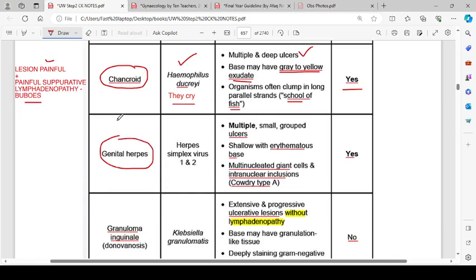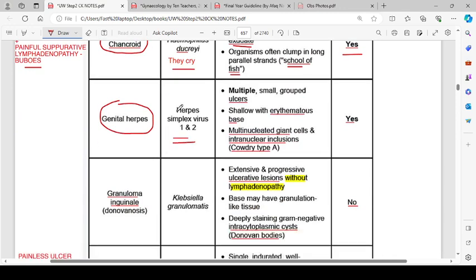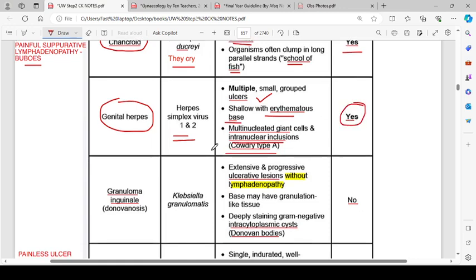Genital herpes. Herpes simplex virus type 1 and 2. Multiple small grouped ulcers, shallow with erythematous base. Multinucleated giant cells and intranuclear inclusion Cowdry type A bodies, and yes, the lesions are painful.